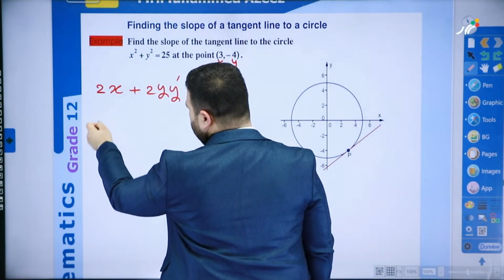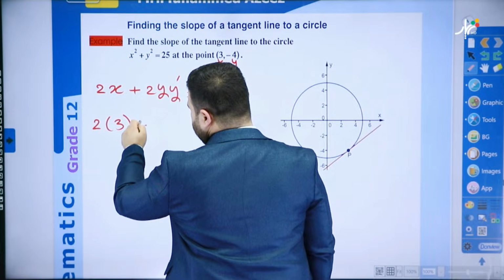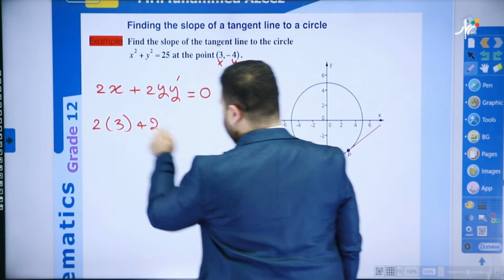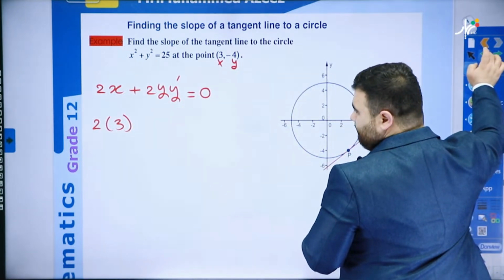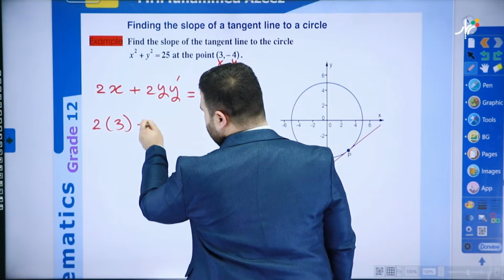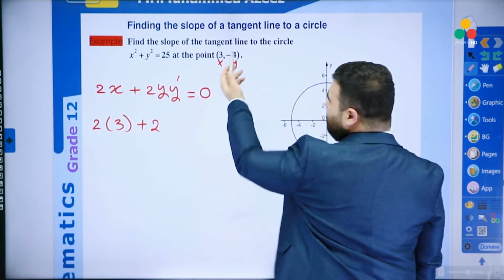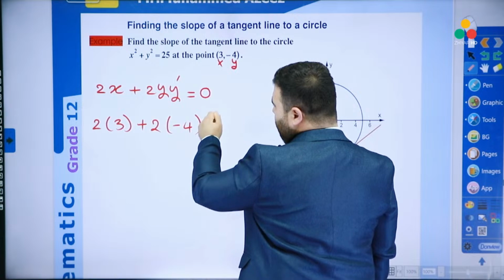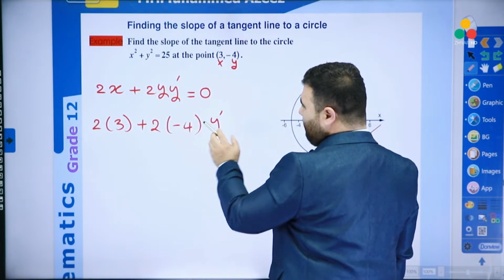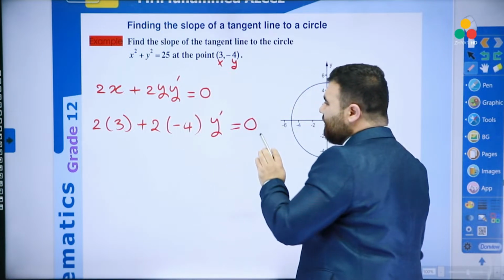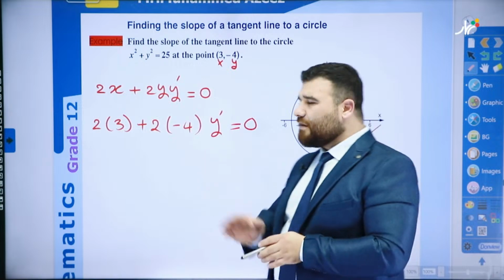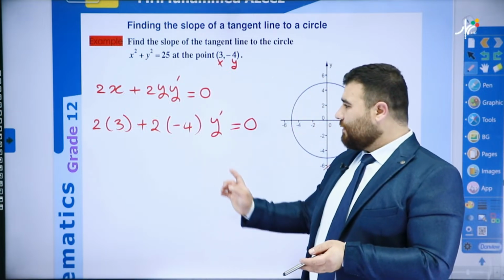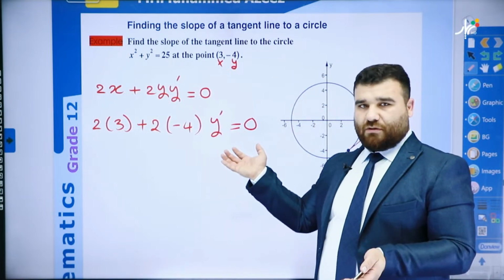So x is 3, 2 times 3, plus, this is plus, not 4, plus 2 times, what's y? Y is negative 4. 2 times negative 4. Y prime, I have no value for y prime, I keep it. Math is like this. You don't remove or add anything for no reason. Now, if I remove this y prime, it's wrong.